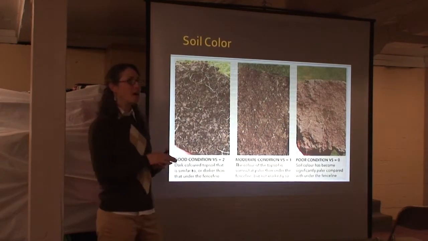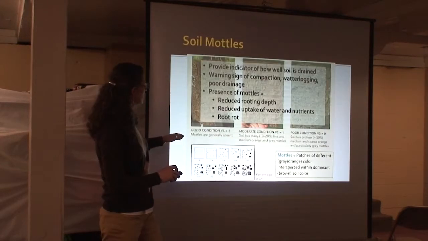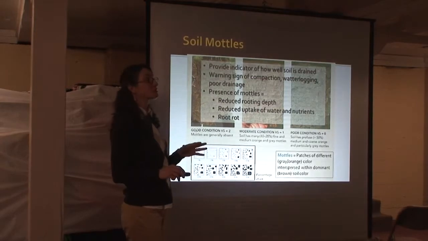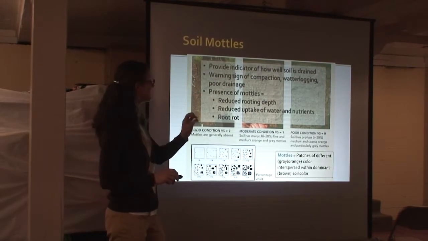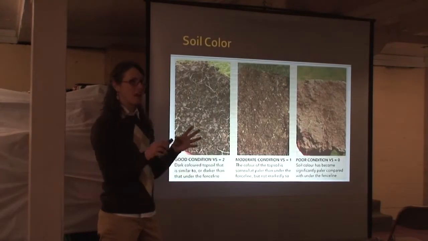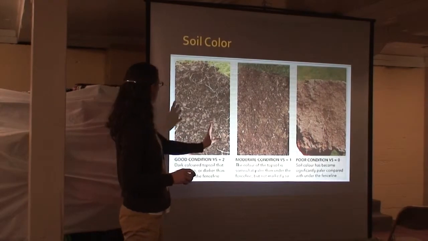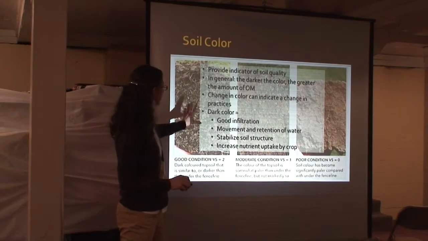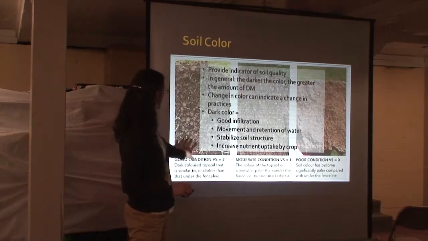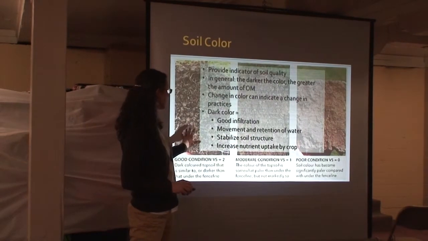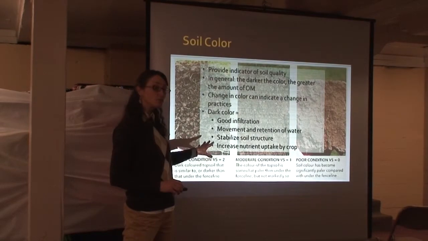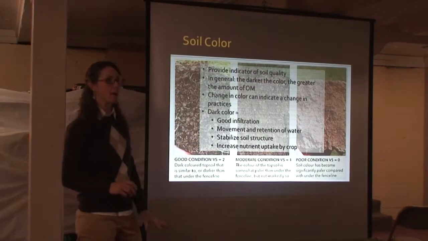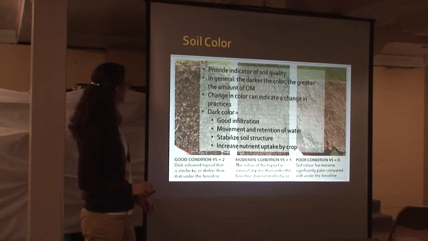And that smell, by the way, if you go back and you've got one of these mottled soils that's kind of that grayish color, they usually smell really awful. And so that's also an indicator of that prolonged saturation, and maybe your organic matter is not as good in that soil. So that dark color is an indicator of good infiltration, good movement and retention of water, a stable soil structure, and an increased nutrient uptake potential by that crop, just by looking at the color.